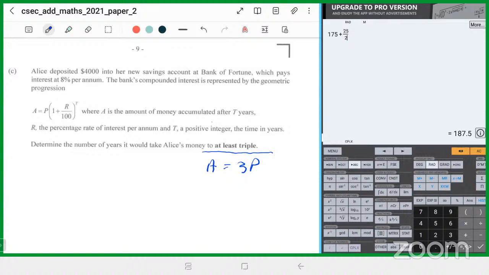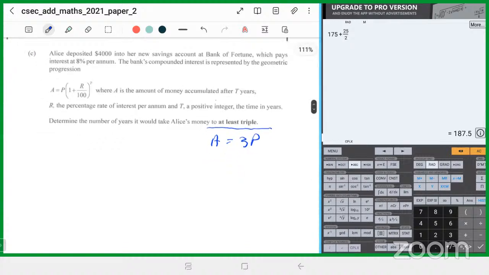Get it yet? All right. It takes too long, man. You understand this? Yeah.